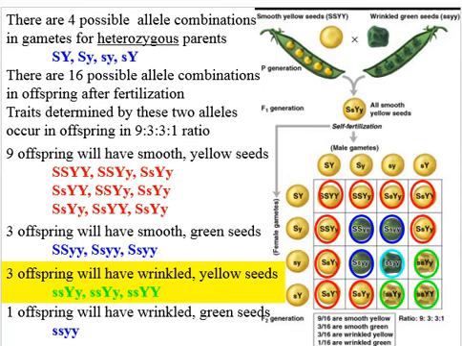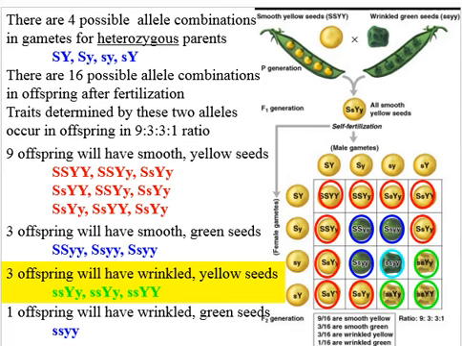Now, normally you'd have 2 different parents, but these pea plants could fertilize themselves because they have female reproductive parts and male reproductive parts. But it's like 2 heterozygous individuals, one that's contributing the sperm and one that's contributing an egg, or one that's contributing the pollen and one that's contributing the ovule.